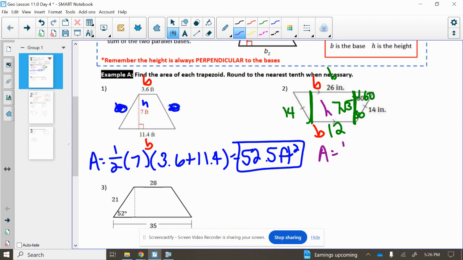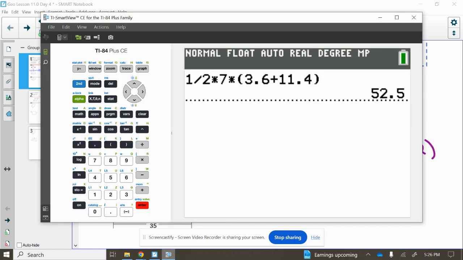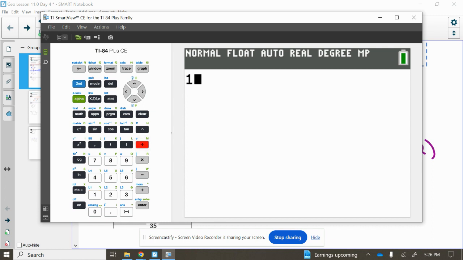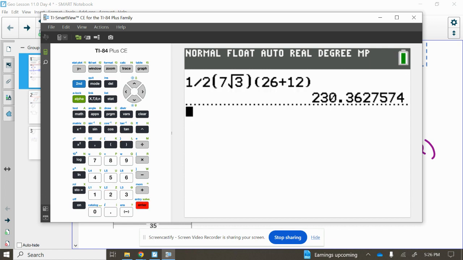So our area is 1/2 times 7 square root 3, times base 1 plus base 2. And again, if we type that in, 1/2 of 7 square root 3, and then our two bases, 26 plus 12, we get a final area of 230.4.